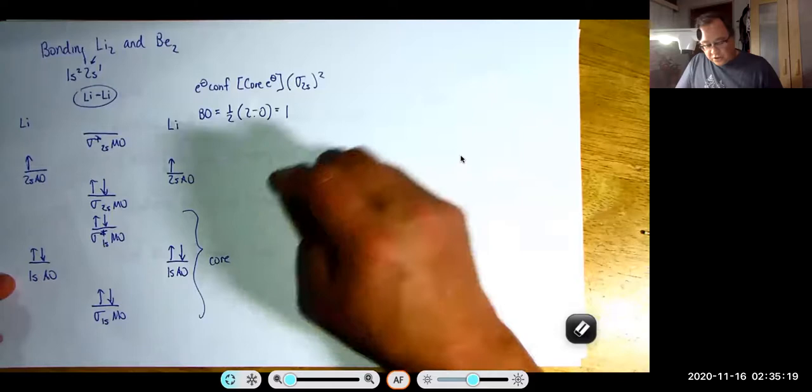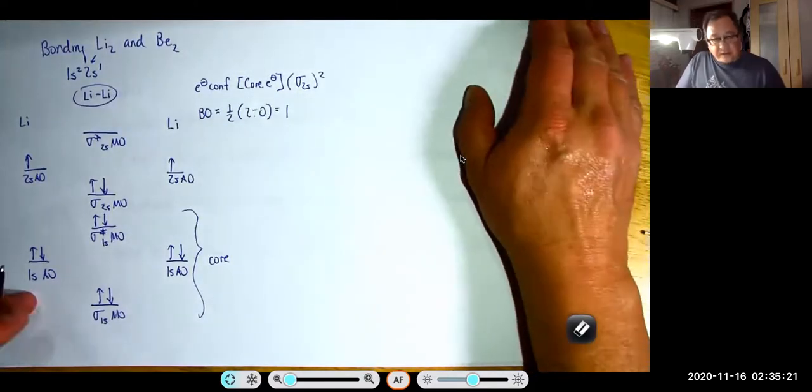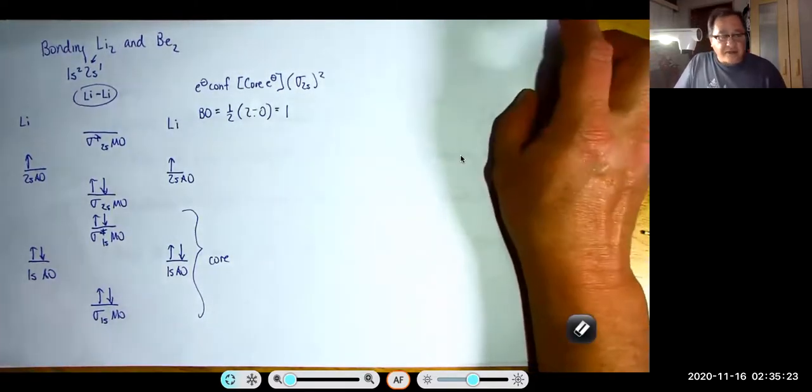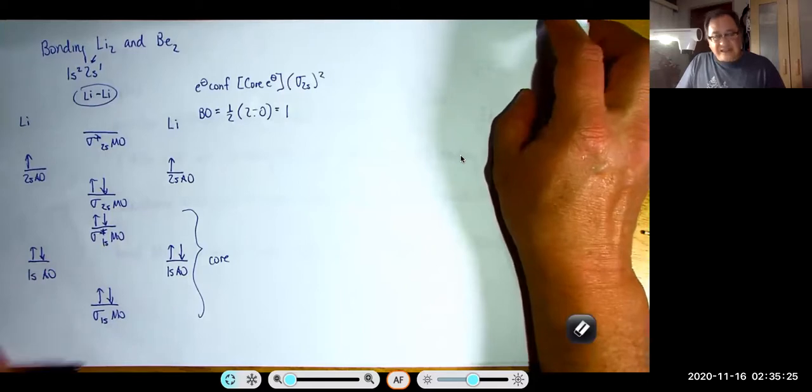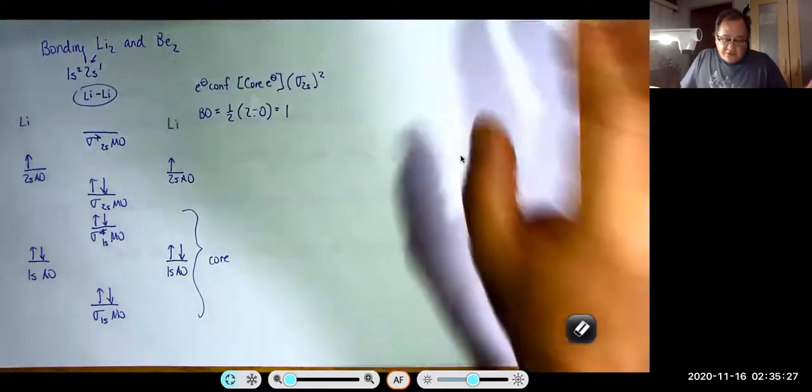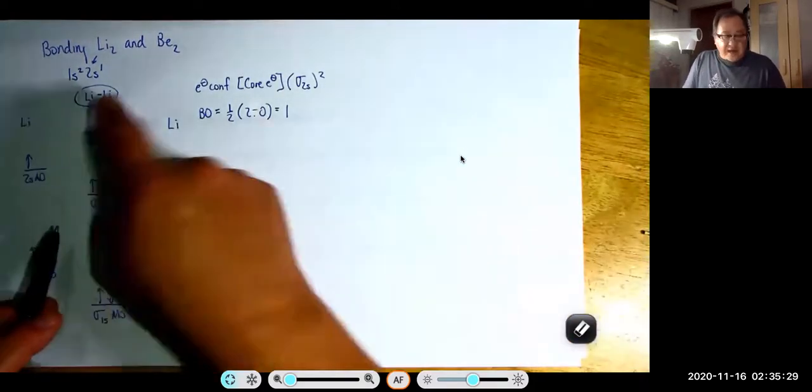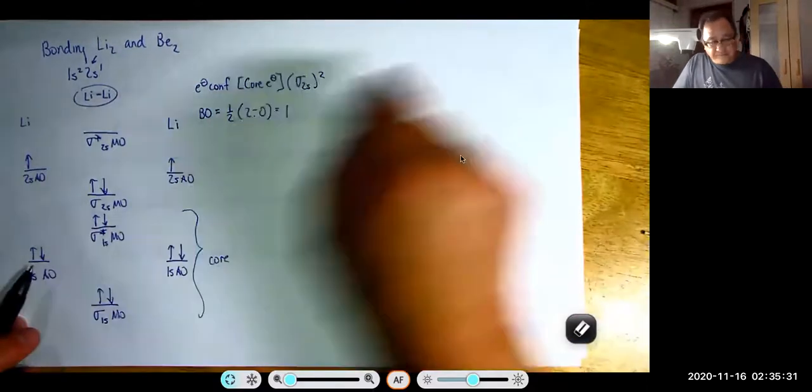I'm not sure if you know this, but in Star Trek, the Enterprise runs off of dilithium crystals. Do dilithium crystals exist? Yeah. What's their bond order? 1.